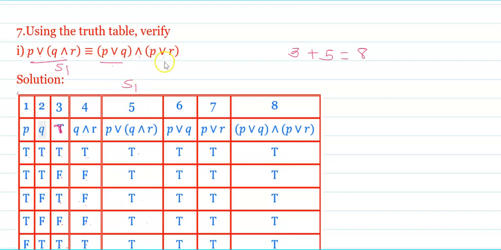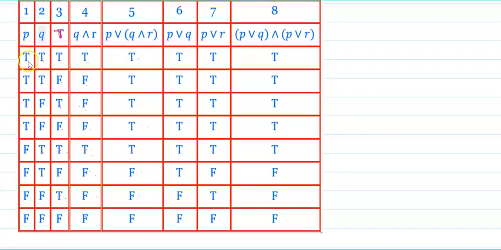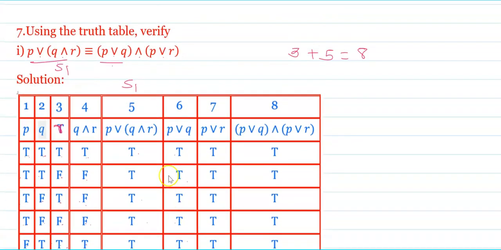Now we will prepare the second, S2. First find out the or between P and Q. Okay, T or T is T, T or T is again T, T or F is T, T or F is T, F or T is T, F or T is T, F or F is F, F or F again is F. Okay, we have completed P or Q.